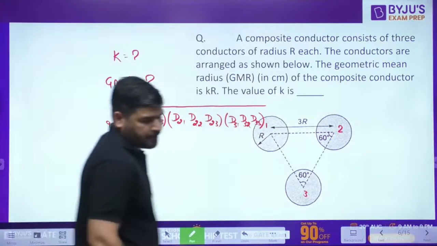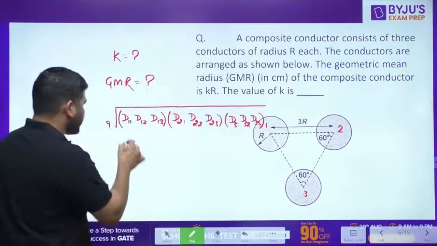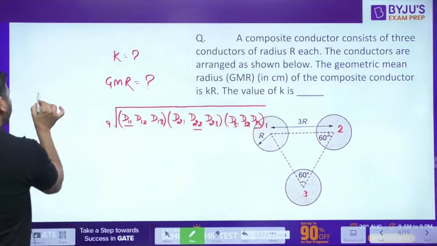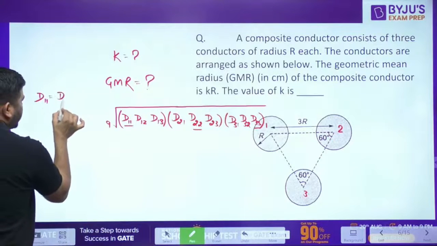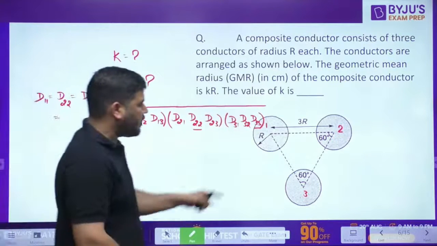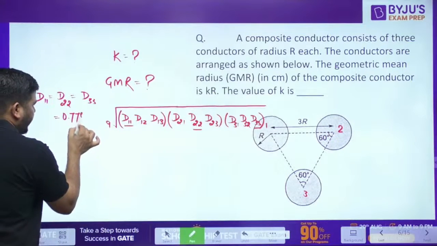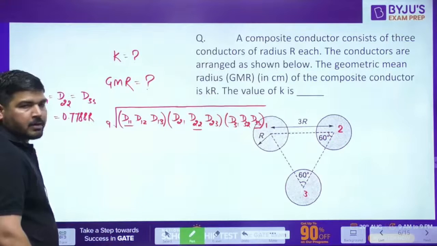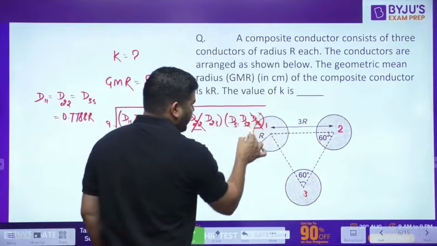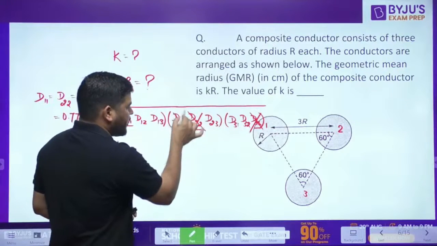Let me tell you one interesting point. You can see that D11, D22 and D33 are the same. D11 is equal to D22 is equal to D33, and since the radius is R, that is equal to 0.7788 R. They are the same, so you can neglect these values. I mean, you write it only one time. Similarly, D12 and D21 are the same, so you can neglect it.